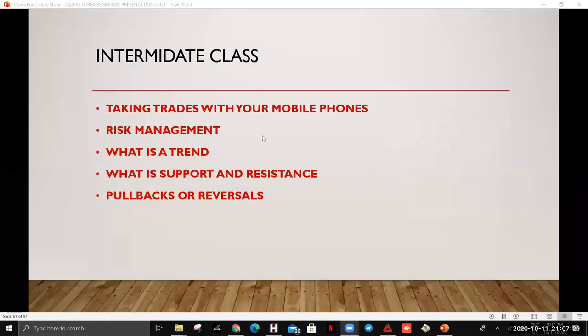Now, in today's class we're going to talk about taking trades with your mobile phone, risk management, what a trend is, what support and resistance are, pullbacks and reversals. Yesterday, I told everyone to look up at their ceiling. The ceiling you are seeing, in the forex market, is called resistance. If you look down, the foundation of your house, your tiles and all that, is called the support in the forex market.